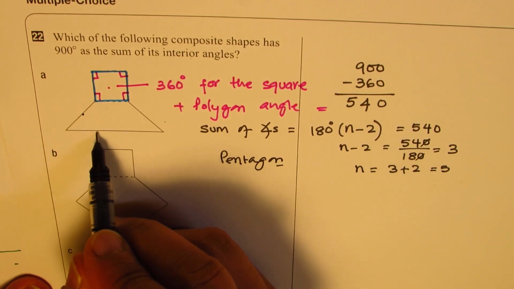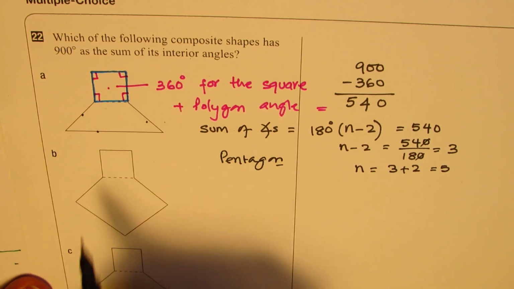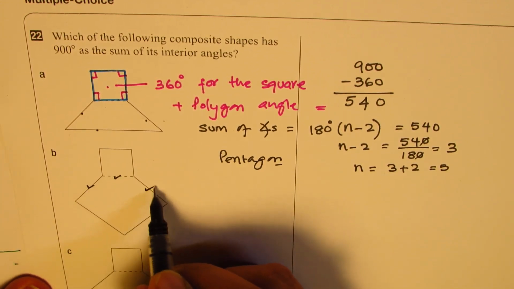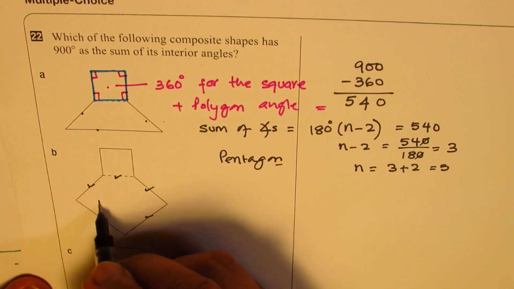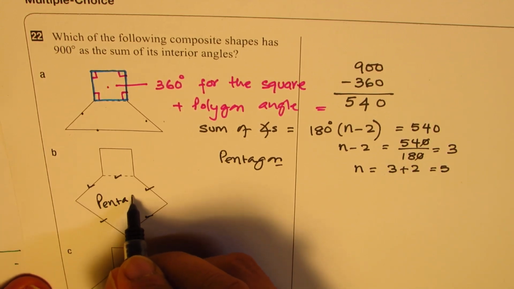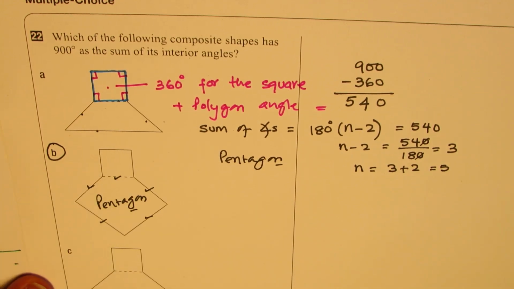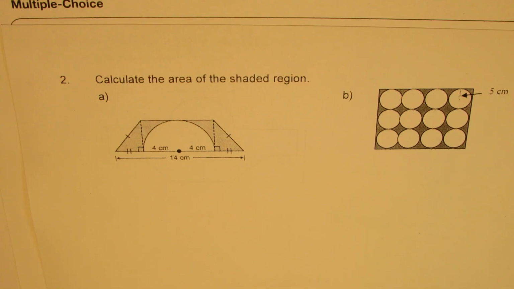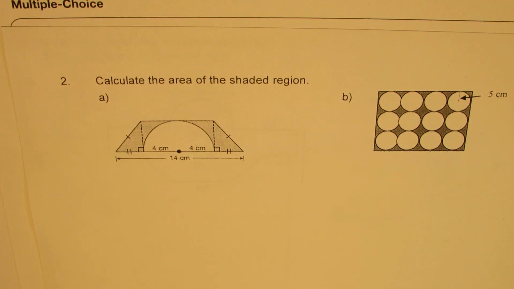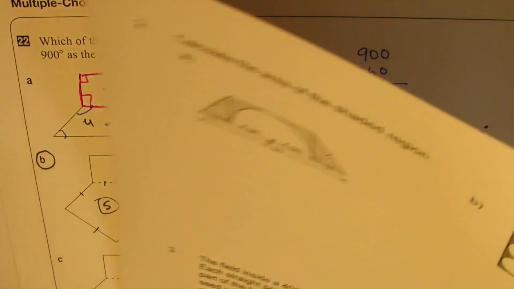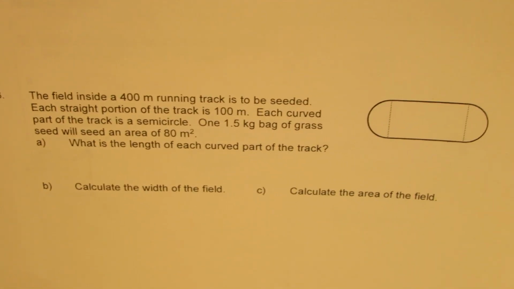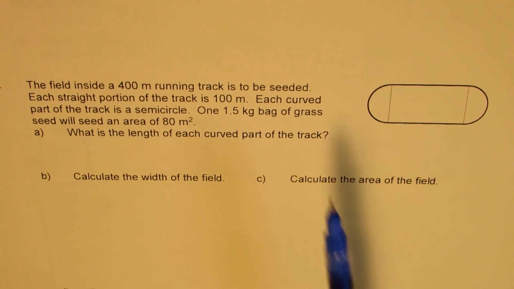Now this has 4 sides, 1, 2, 3, 4. Here we have 1, 2, 3, 4, 5 sides. So this is a pentagon. So that becomes our solution. Is that clear? And here, which is a relatively simple composite area, which we'll discuss, and then I'll provide you a solution with a very important question, which is right there.